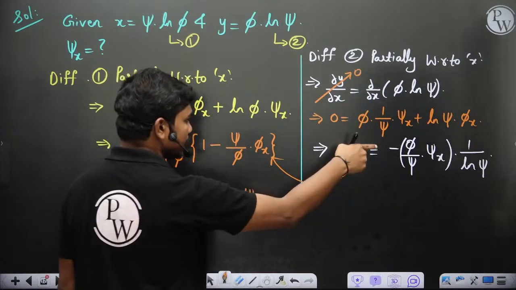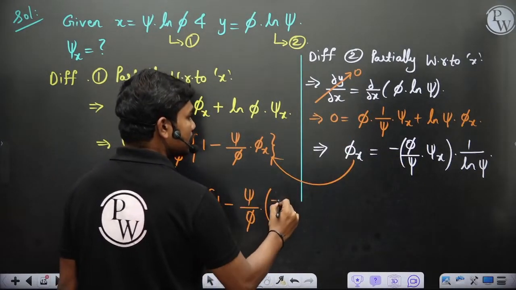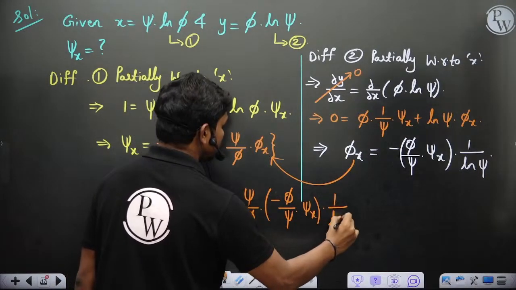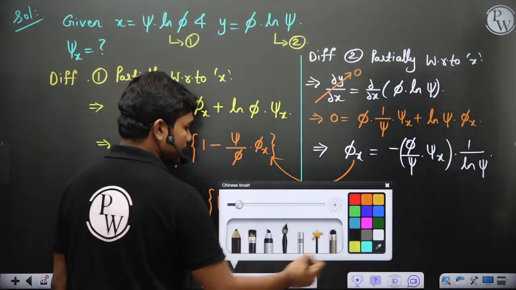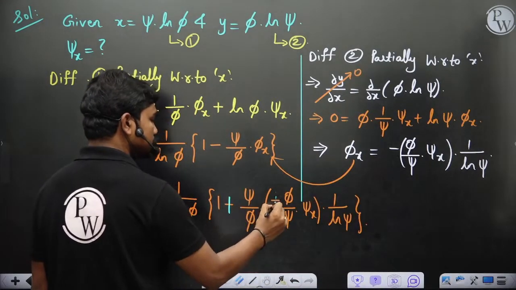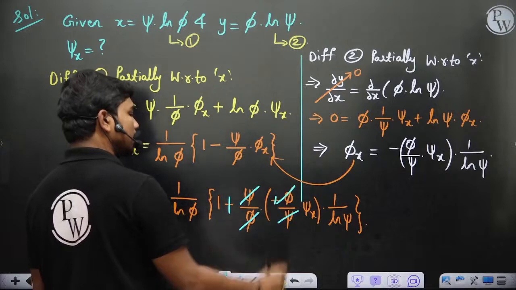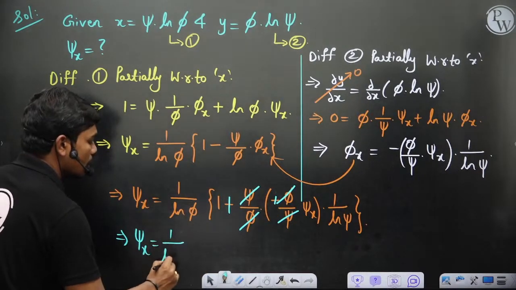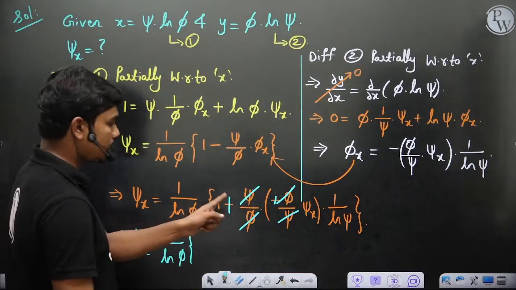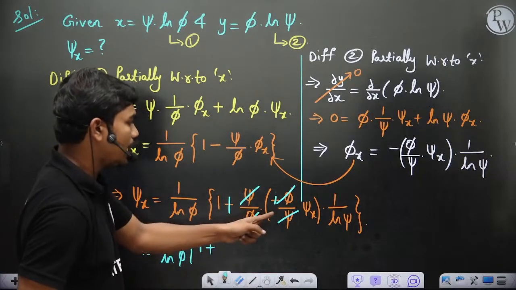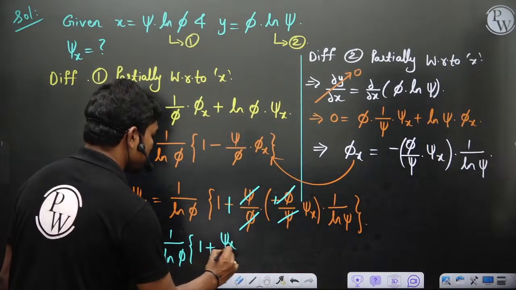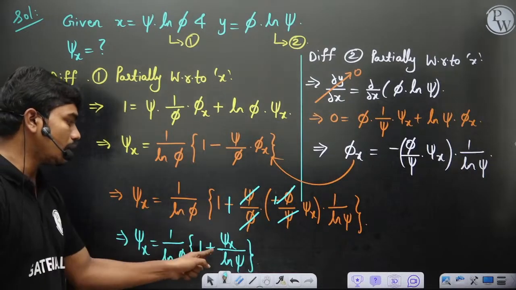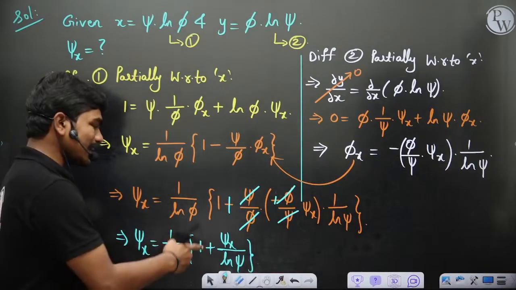So phi x you replace again here with this value, which is minus phi by psi into psi x into 1 by ln psi is what you get. Okay, so this is the value. Then if you simplify this, minus of minus is plus, then psi and phi get cancelled, of course. So you have something like psi x is equal to 1 by ln phi times of 1 plus psi x in the numerator, so psi x by ln psi. So that's it. Now everything is only in terms of psi x, and only ln phi and ln psi terms are there. So let's calculate the value of psi x from this function.